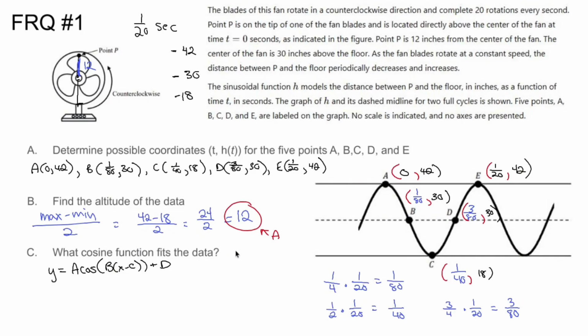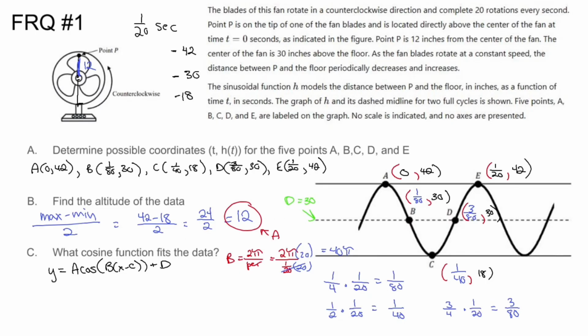B is going to be the hard part. Now B, again, is 2 pi over the period. My period is how long it takes to complete a full cycle, which I wrote up here is 1/20th of a second. So this is going to be 2 pi over 1/20th. Now what I'm going to do is multiply the top and the bottom by 20. That way that kills these guys out. And 2 pi times 20 is going to be 40 pi. So that's going to be my B. My midline is right there, given to me. It even tells me that the dashed line is the midline. So my midline, D, is going to be 30.